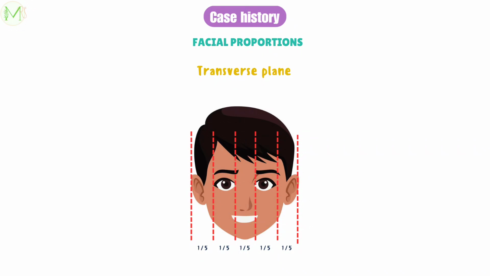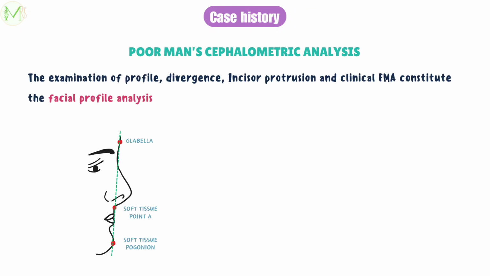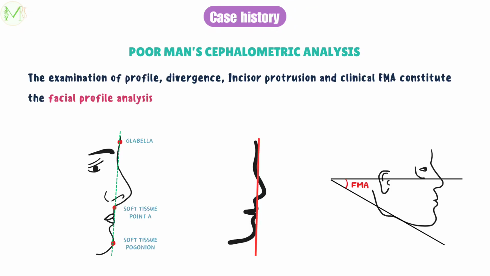In an ideal face, the distance that separates the 2 eyes should be equal to the width of the eye. The interpupillary distance should be equal to the width of the mouth. Now let's see what is poor man's cephalometric analysis. The examination of facial profile, facial divergence, incisor protrusion, and clinical FMA, which is Frankfurt mandibular plane angle, constitutes the facial profile analysis. This is also known as poor man's cephalometric analysis.